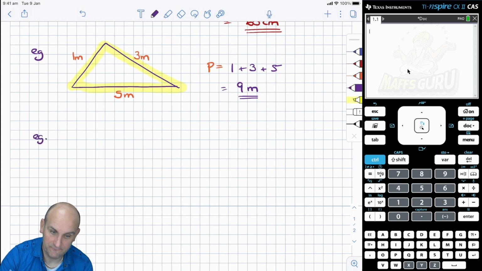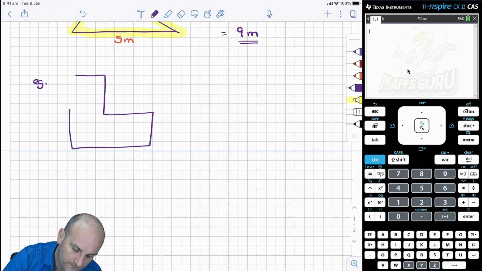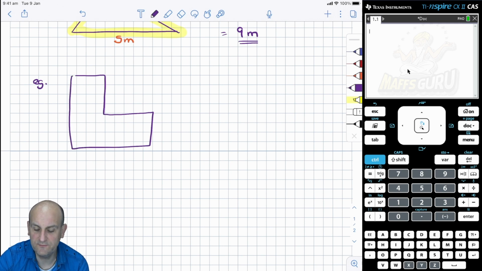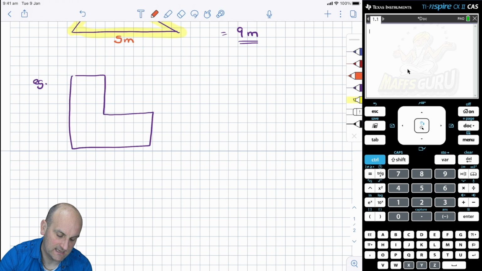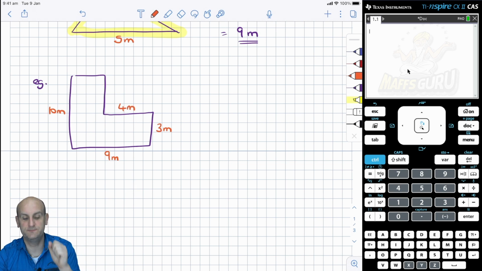Now, where this gets funky, and I love these type of questions, is shapes like this. When I have a shape like this, I may tell you that that's 10 meters, and I may tell you that that is 9 meters, and I may tell you that that's 3 meters, and I may tell you that there is 4 meters. These questions, this question here particularly, is a bit of a trick.